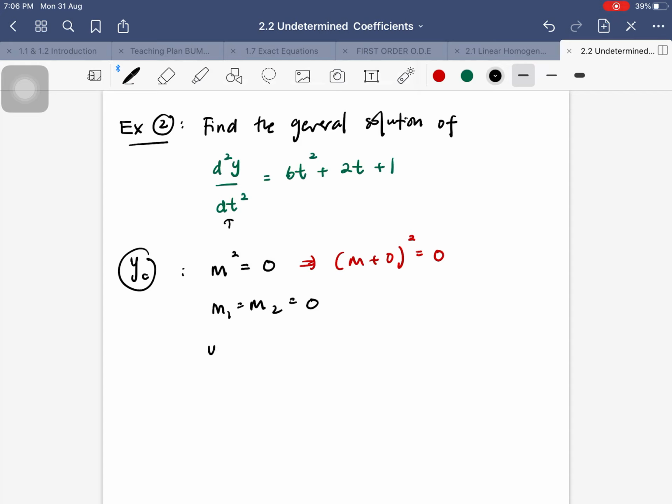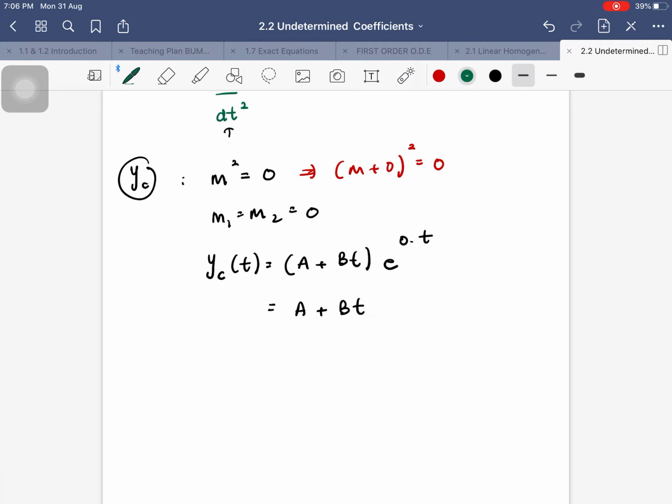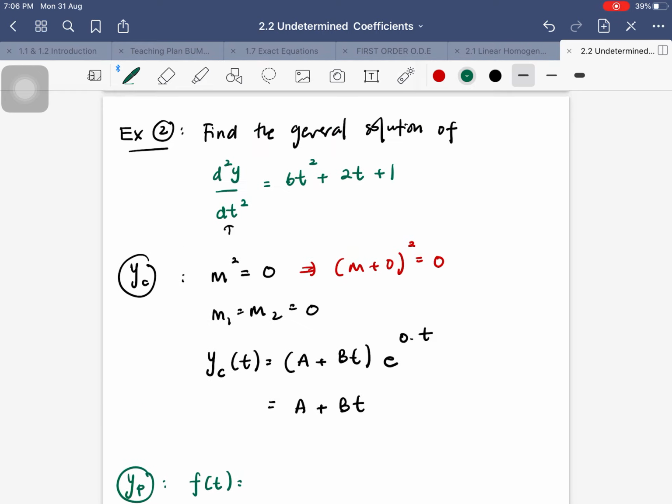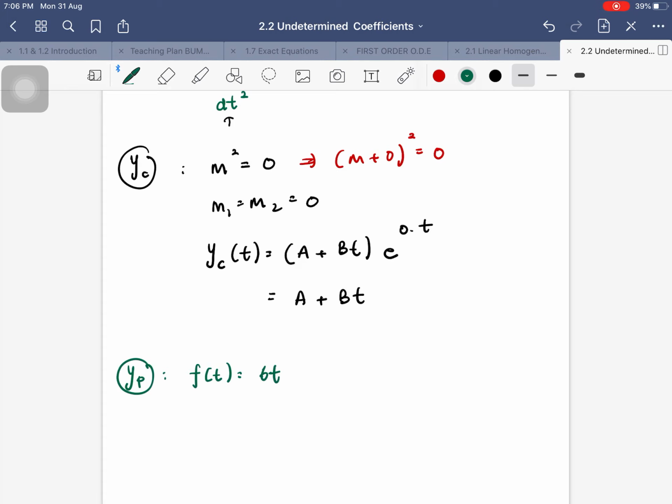So when we write down the solution, remember, our independent variable is going to be t. yc of t is going to equal a plus bt, times the exponential of 0t. And of course, we know the exponential of 0 is simply 1. So therefore, our yc is going to be a plus bt. Right, so that is the yc. Now let's move on to the second component, which is yp. And for this case, our function f of t is given by 6t squared plus 2t plus 1.